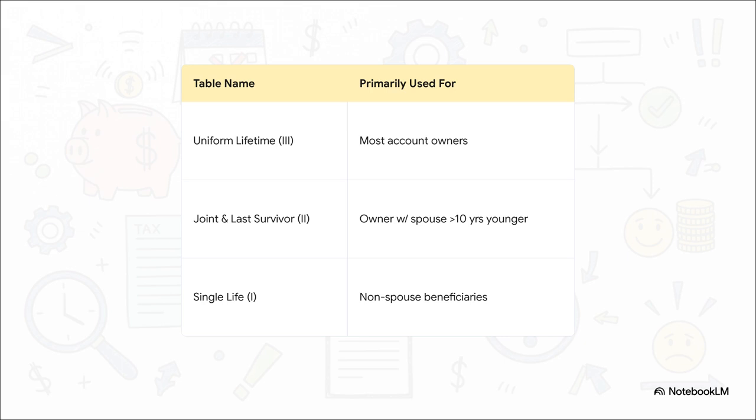And finally, the Single Life Expectancy Table is for beneficiaries. Using the wrong one, let's say a beneficiary uses the Uniform Table instead of the Single Life Table, that's going to cause an understated RMD and trigger this very penalty we're talking about.